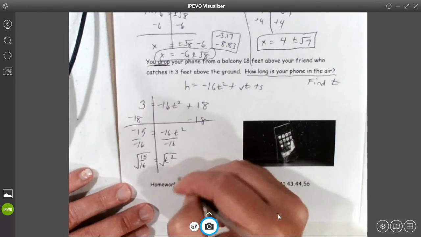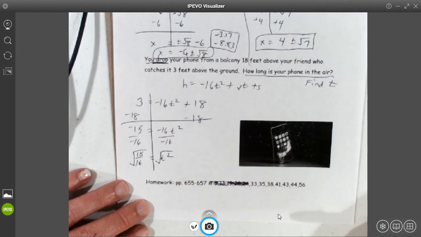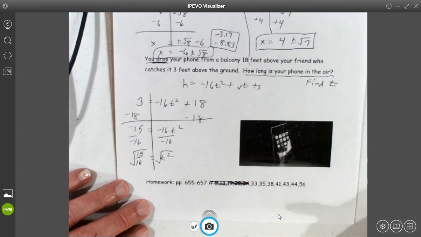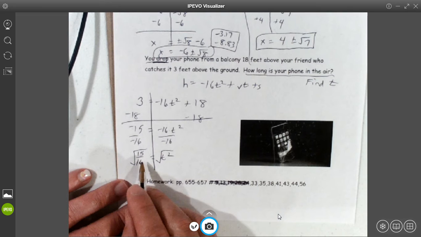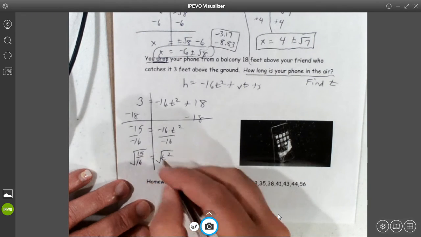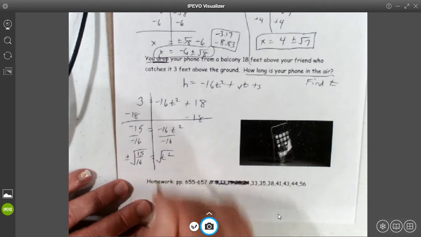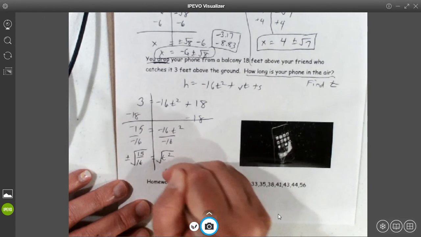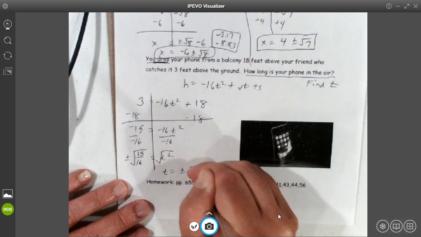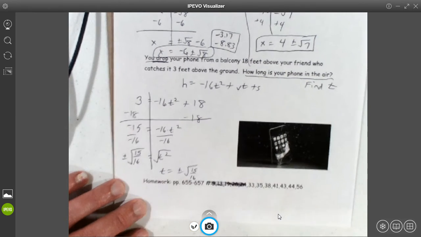Again, your calculator is going to look a little bit different from mine, but we do want to do that square root, and you can do a fraction. Use your ABC button and do a fraction. And now remember, you're going to get the positive and negative of that. So t is going to equal the positive and negative square root of 15/16.